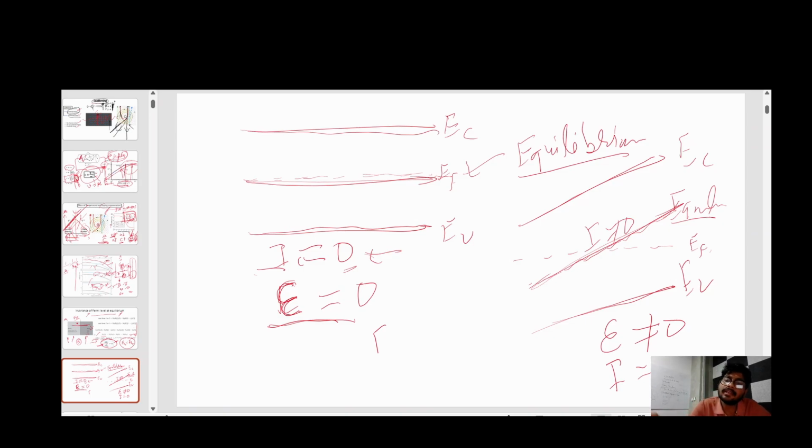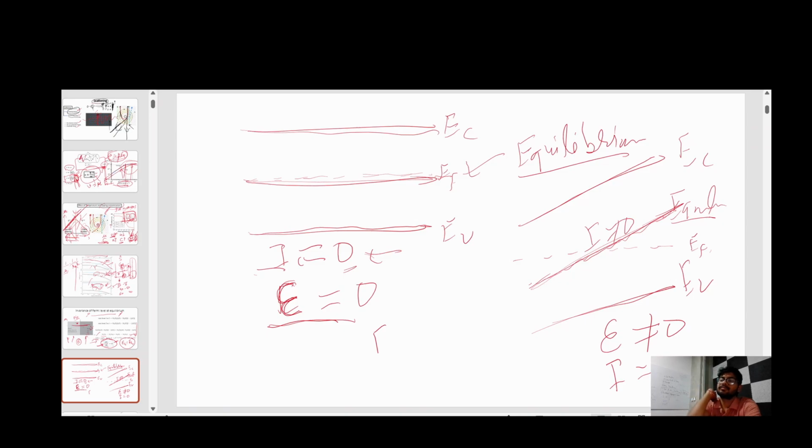Whenever you are looking at the electric field, go to the conduction band and valence band. When you are looking at the current, go to the Fermi level.